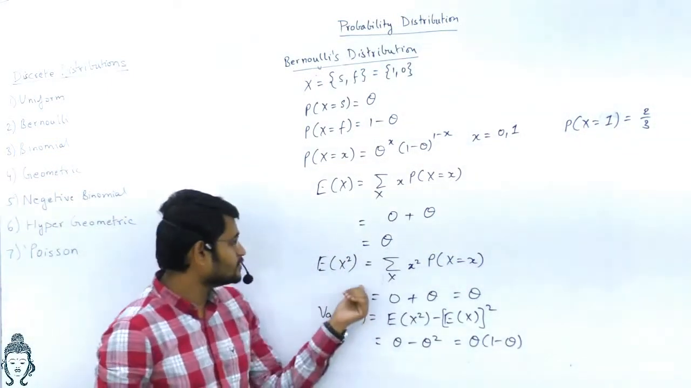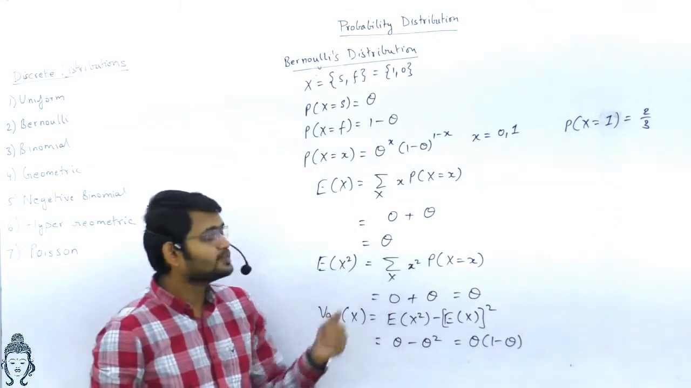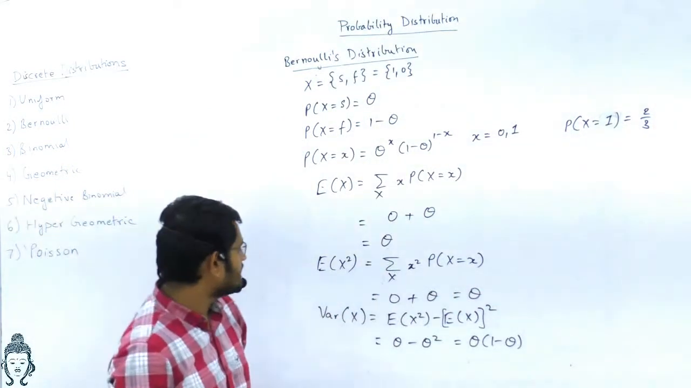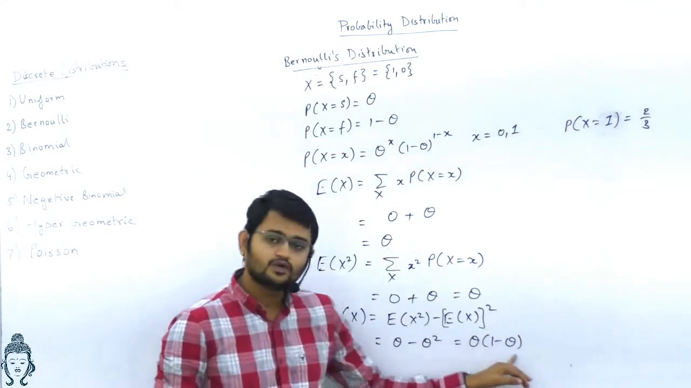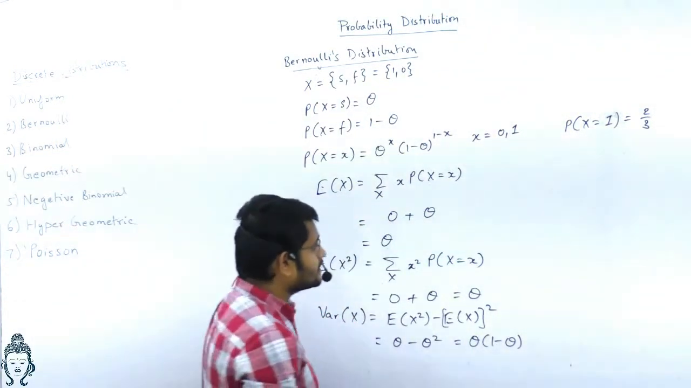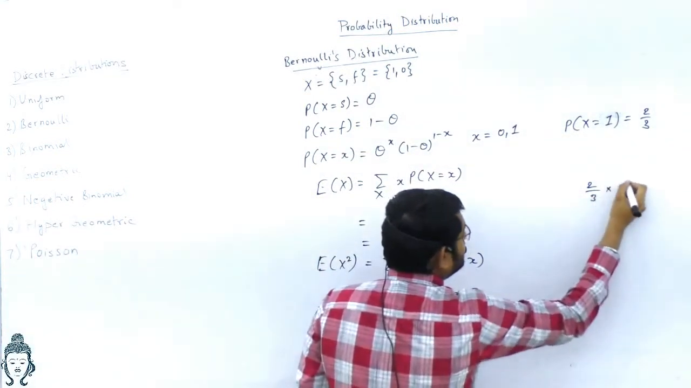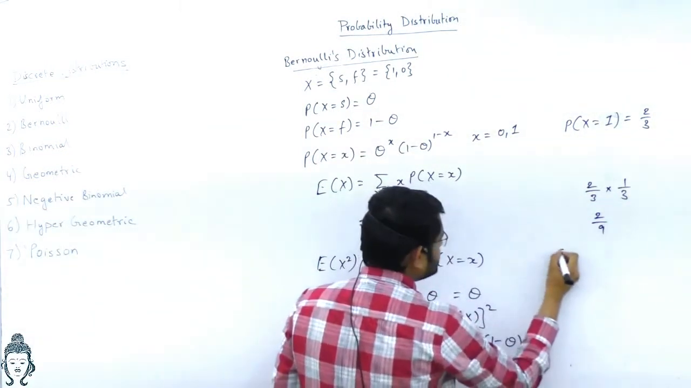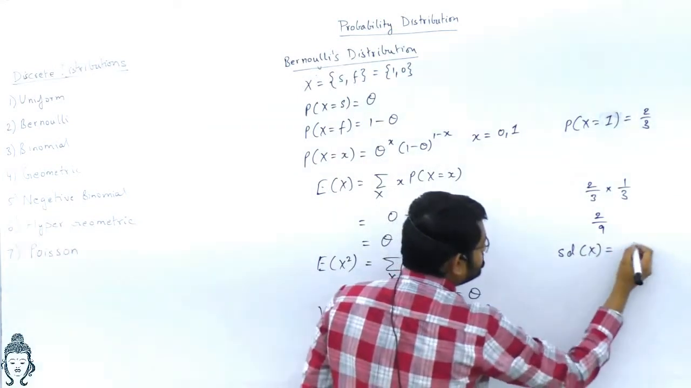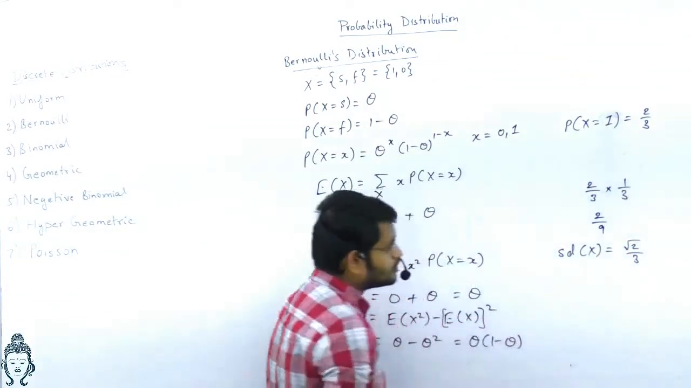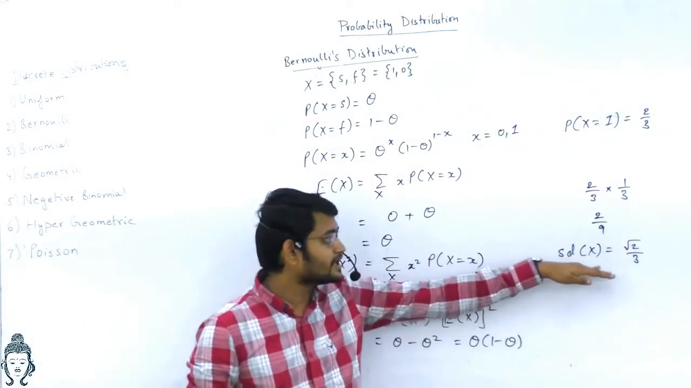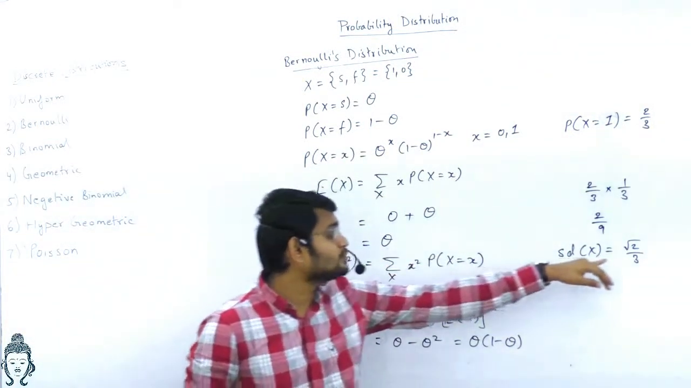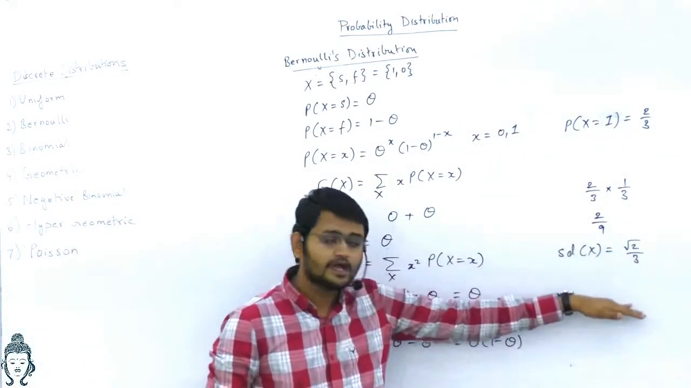Then the expected value of getting a success is going to be theta, or 2 by 3. That is nothing but out of 3 tosses, I am going to get heads 2 times. And the variance is nothing but theta into 1 minus theta. Or you can find it out, it will be 2 by 3 into 1 by 3, and that comes out to be 2 by 9, or the standard deviation of x would be nothing but root 2 by 3. Or you can say the possible range is going to be root 2 by 3 above the expected value, or root 2 by 3 below the expected value.